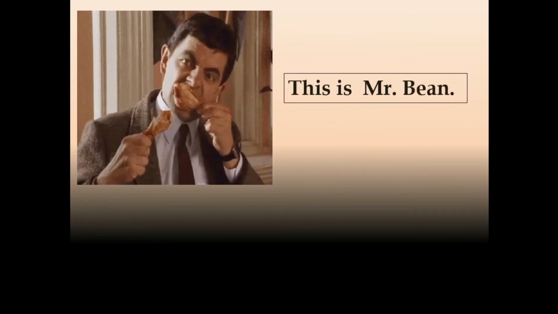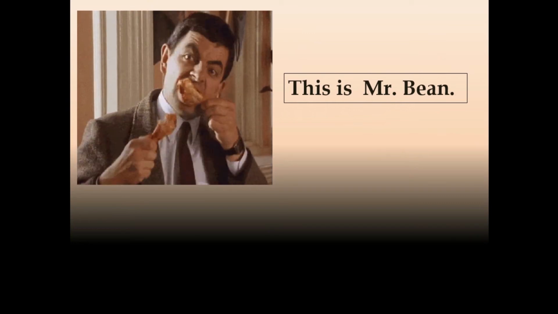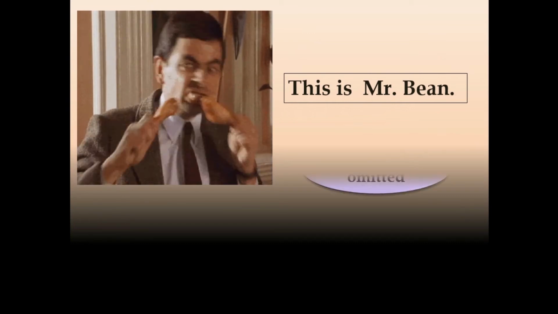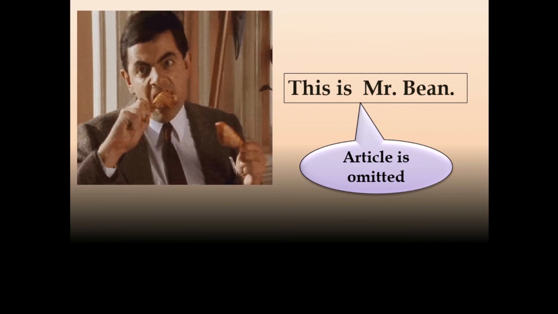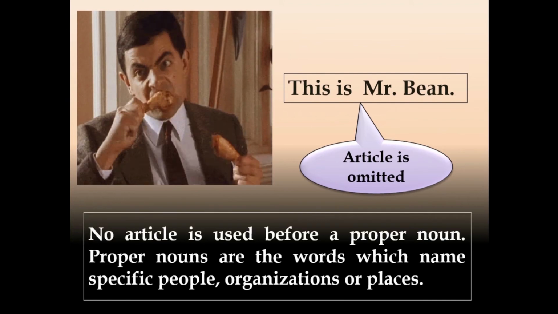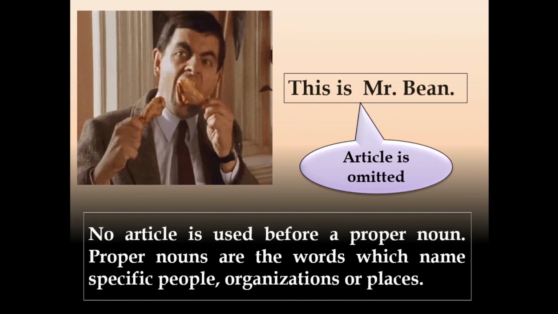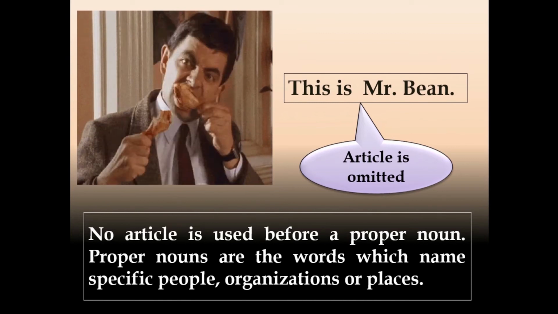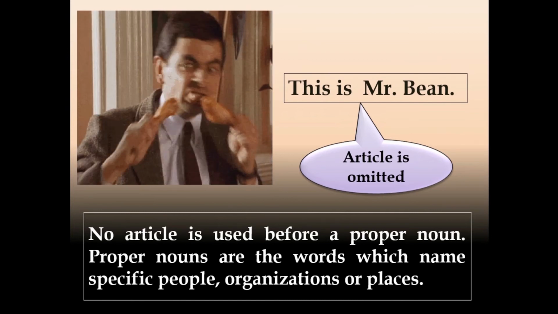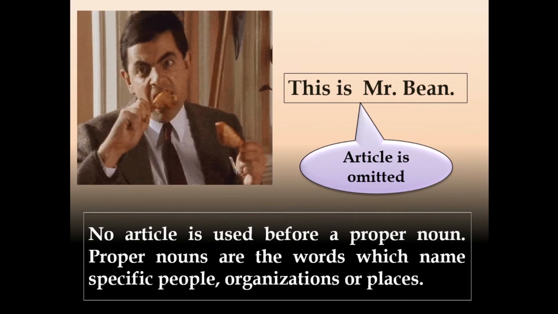Funny video. This is Mr. Bean. So article is omitted. No article is used before a proper noun. Proper nouns are the words which name specific people, organizations, or places.